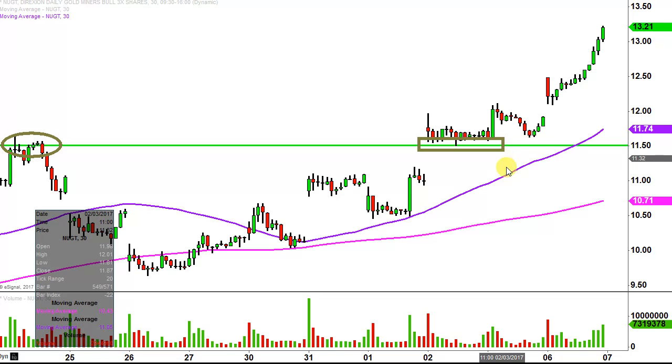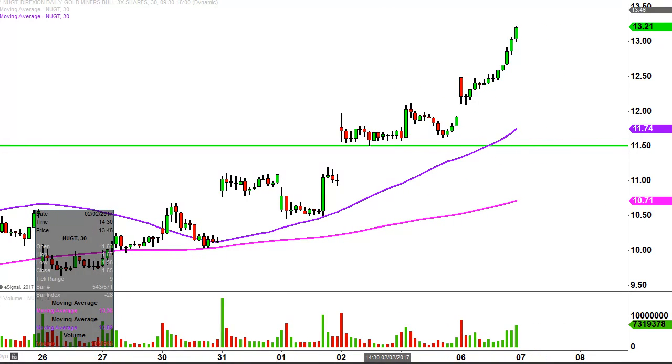I realize it's pretty much irrelevant right now, given I'm talking about $11.50 and the price is now up above 13. But remember, these are leveraged ETFs, so they can move pretty quickly. But that's definitely going to be that key overall level of support.